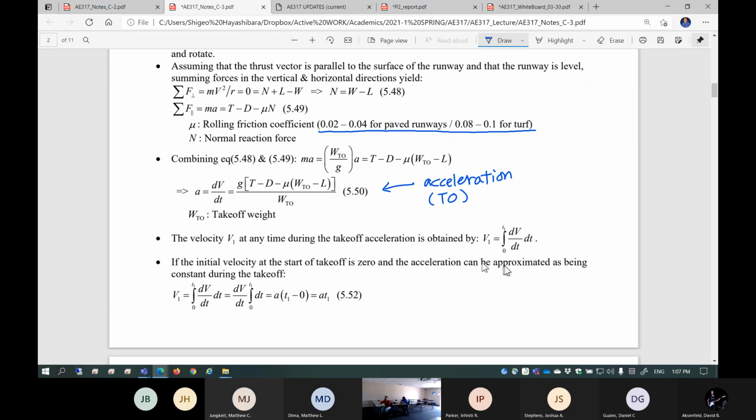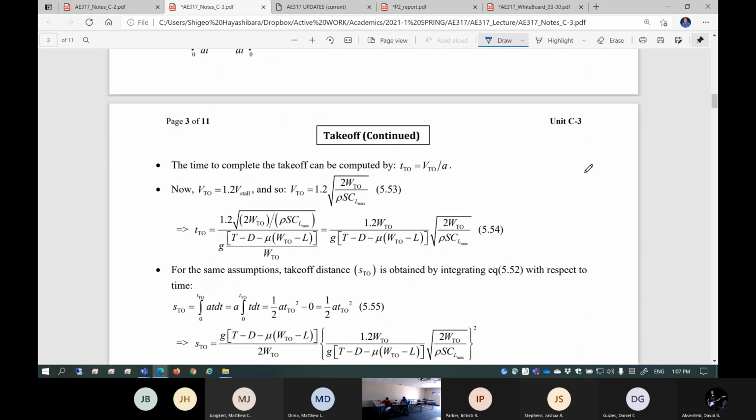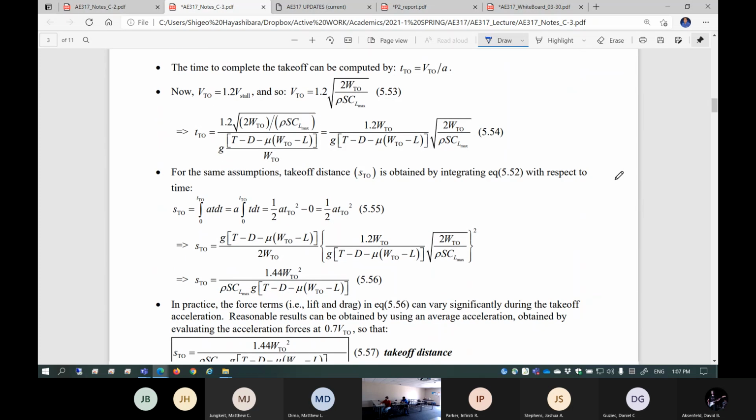If the acceleration is constant, you can determine the velocity at any location during the process by integration from 0 to t1 of dv/dt dt. If the acceleration is constant, this comes up: velocity v1 is a times t1. So out of this assumption, you're going to move on.